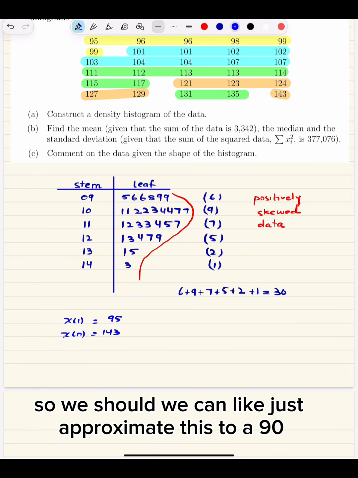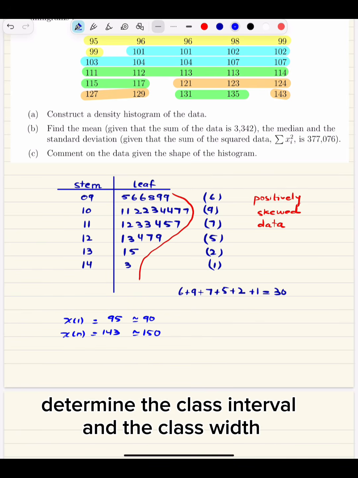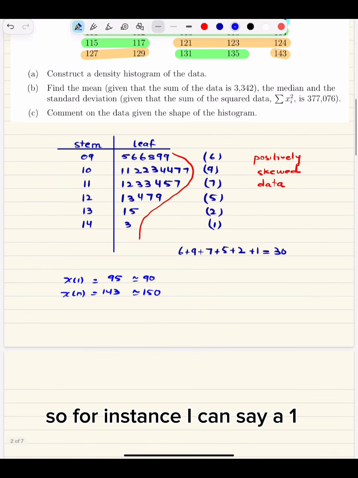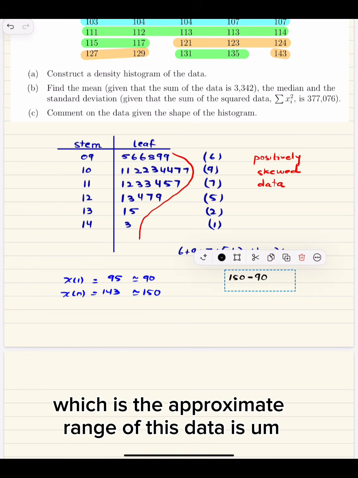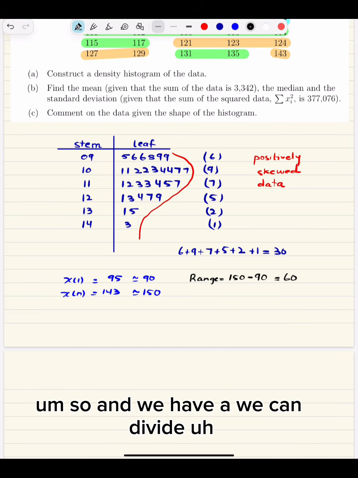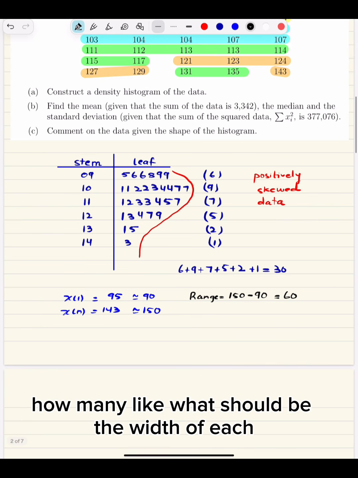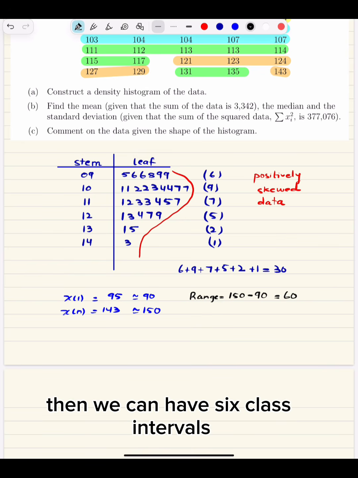So we can just approximate this to a 90 and we can call this a 150. So it's going to be easier for us to determine the class interval and the class width. So for instance, I can say 150 minus 90, which is the approximate range of this data, is 60, right? And we can decide what should be the width of each. I think if we keep the width 10, then we can have 6 class intervals.